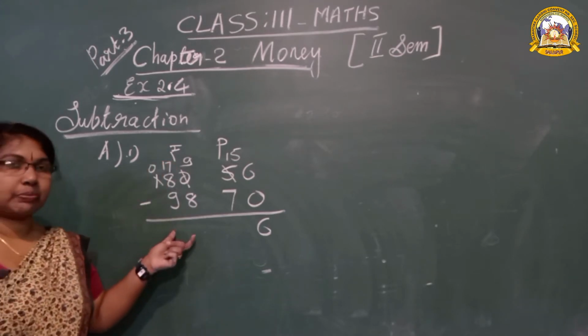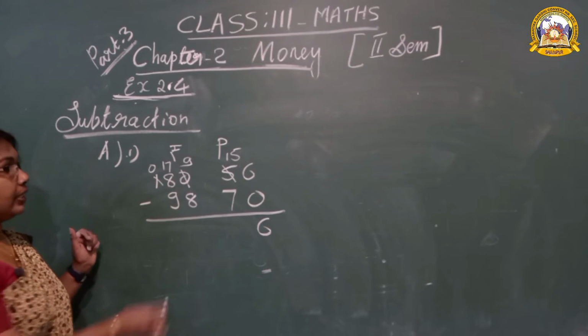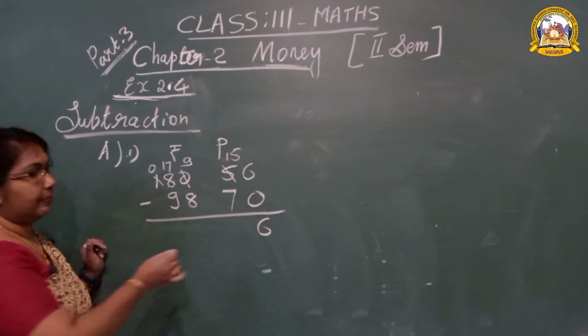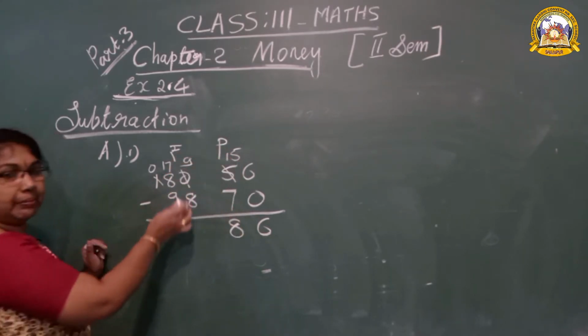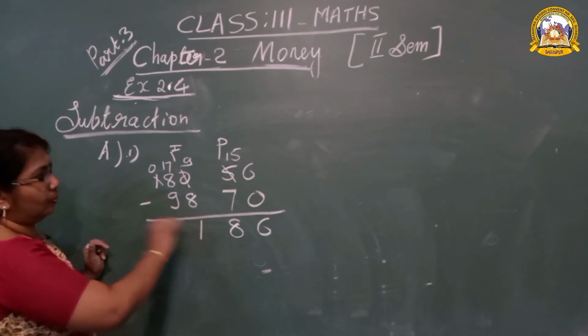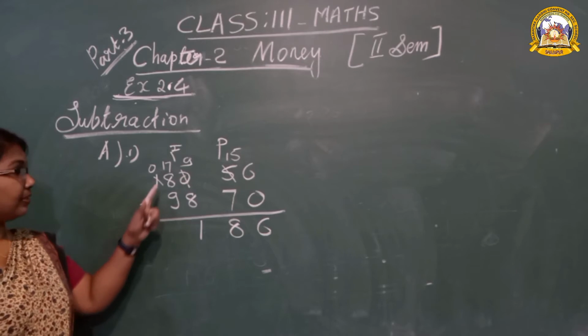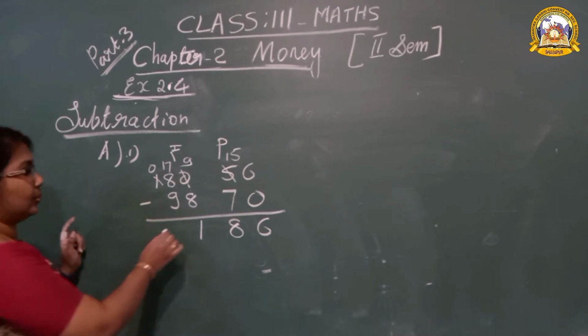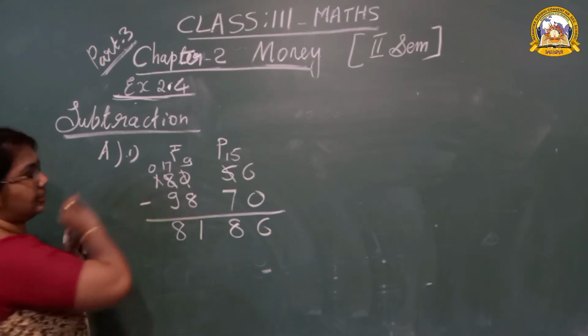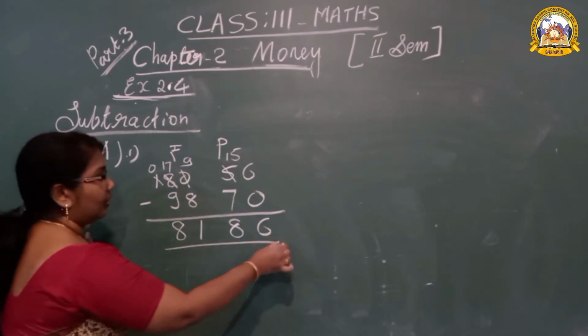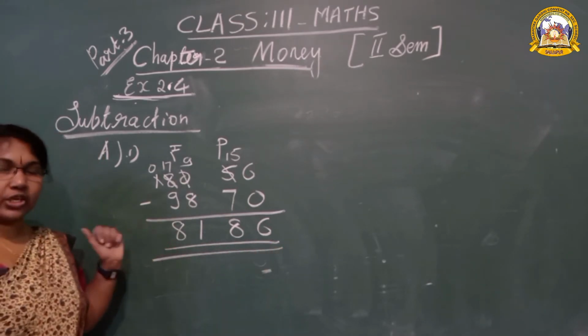While you are doing subtraction, be very careful. Now 15 minus 7, 8. 9 minus 8, 1. 17 minus 9, you should write 8. Here cancel the 8. Then what do we have to do? We have to check our answer.